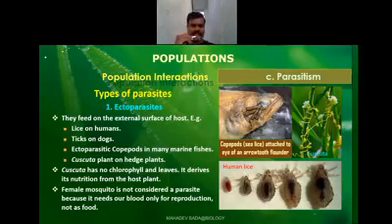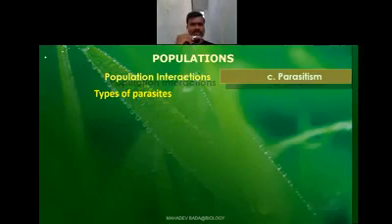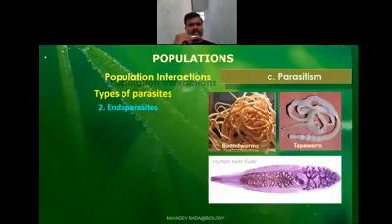You can see roundworm, tapeworm, liver fluke. Three are there in the diagram. In this diagram, three worms are given. One is the roundworm, another one is the tapeworm, another one is the liver fluke. These are the organisms that are living in the body of the human being. In my body they are there.